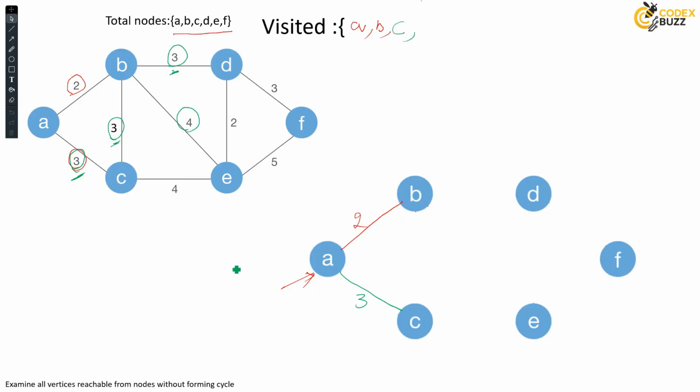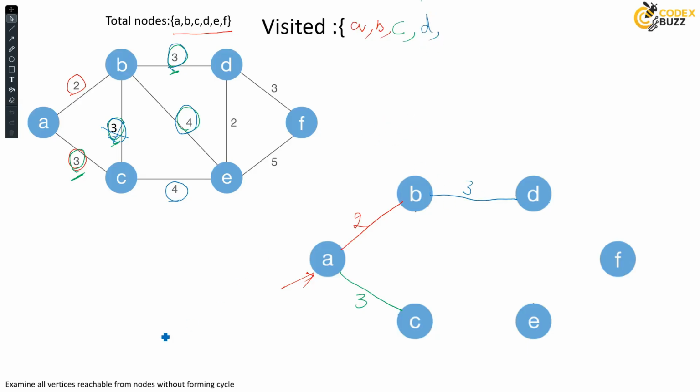Repeat the process. Examine all the edges that connect the visited nodes to the unvisited ones. I have CE, BC. BC I cannot select here because it is forming a cycle, right? BD, BE, right? Out of these, select the one with the minimum weighted edge. So BD has the minimum weighted edge of 3, and marking D as visited.